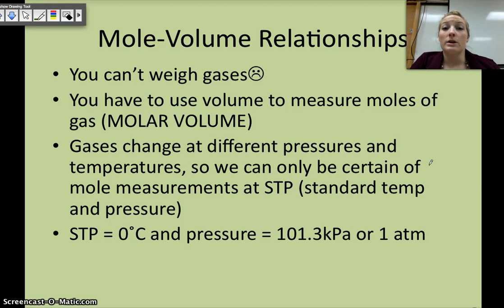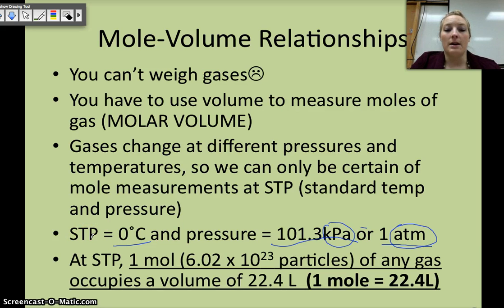We define STP, or standard temperature and pressure, as 0 degrees Celsius and a pressure of 101.3 kilopascals, or 1 atm. So kilopascals is just a unit of measure, and atm means atmospheres. So 1 atmosphere is at sea level, 1 atmosphere sitting on top of you, the pressure equal to that. You have a lot of air sitting on top of you at sea level, about 18 pounds worth, so you may not realize it because we're used to it, but there is some pressure. And so that 1 atmosphere is considered standard pressure.